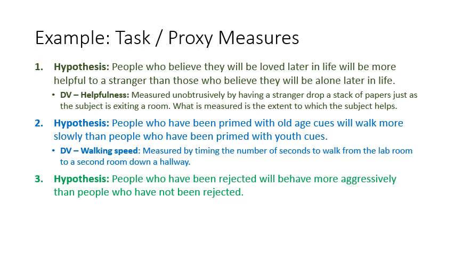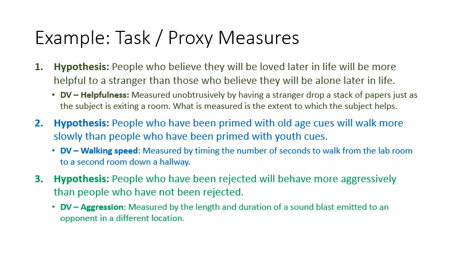Finally, people who have been rejected will behave more aggressively than people who have not been rejected. And how will we measure aggression? We're going to measure the length and duration of a sound blast emitted to an opponent in a different location. Now, the opponent is never going to get blasted. No one's going to get hurt in this experiment. But how hard do they blast that horn? How long do they hold the blast? That can indicate aggression, and that might be, in this hypothesis, a consequence of being rejected.